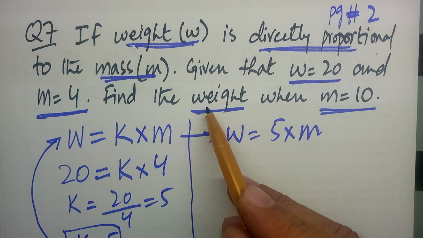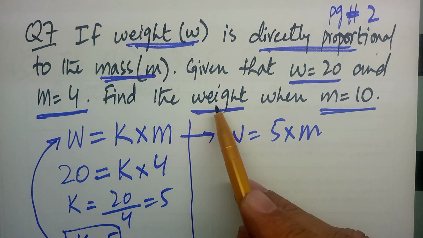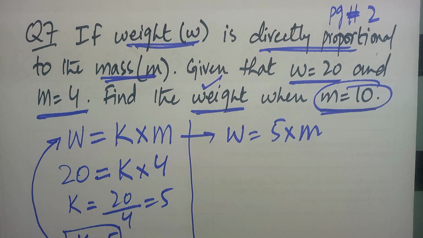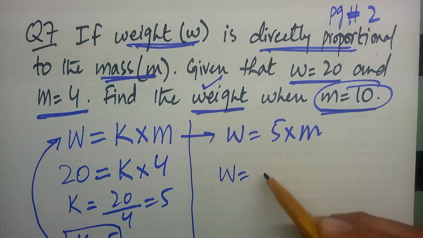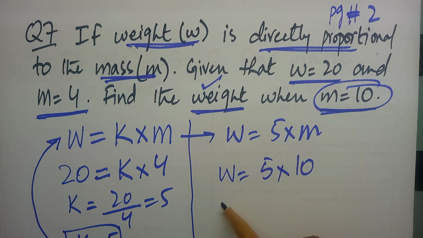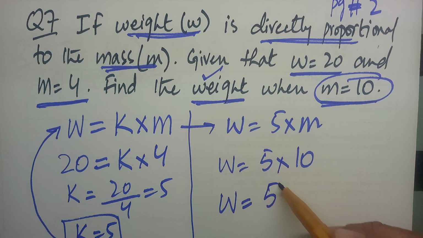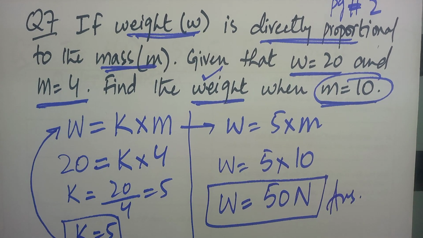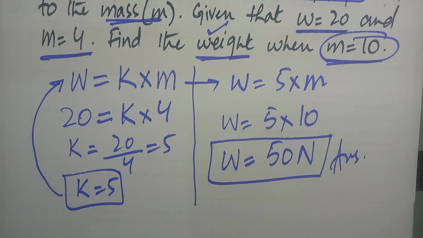And in the last condition, we need to find out the weight when M is equal to 10. So W equals 5 times 10. So W is equal to 50 Newton. And this is the answer of question number 7.